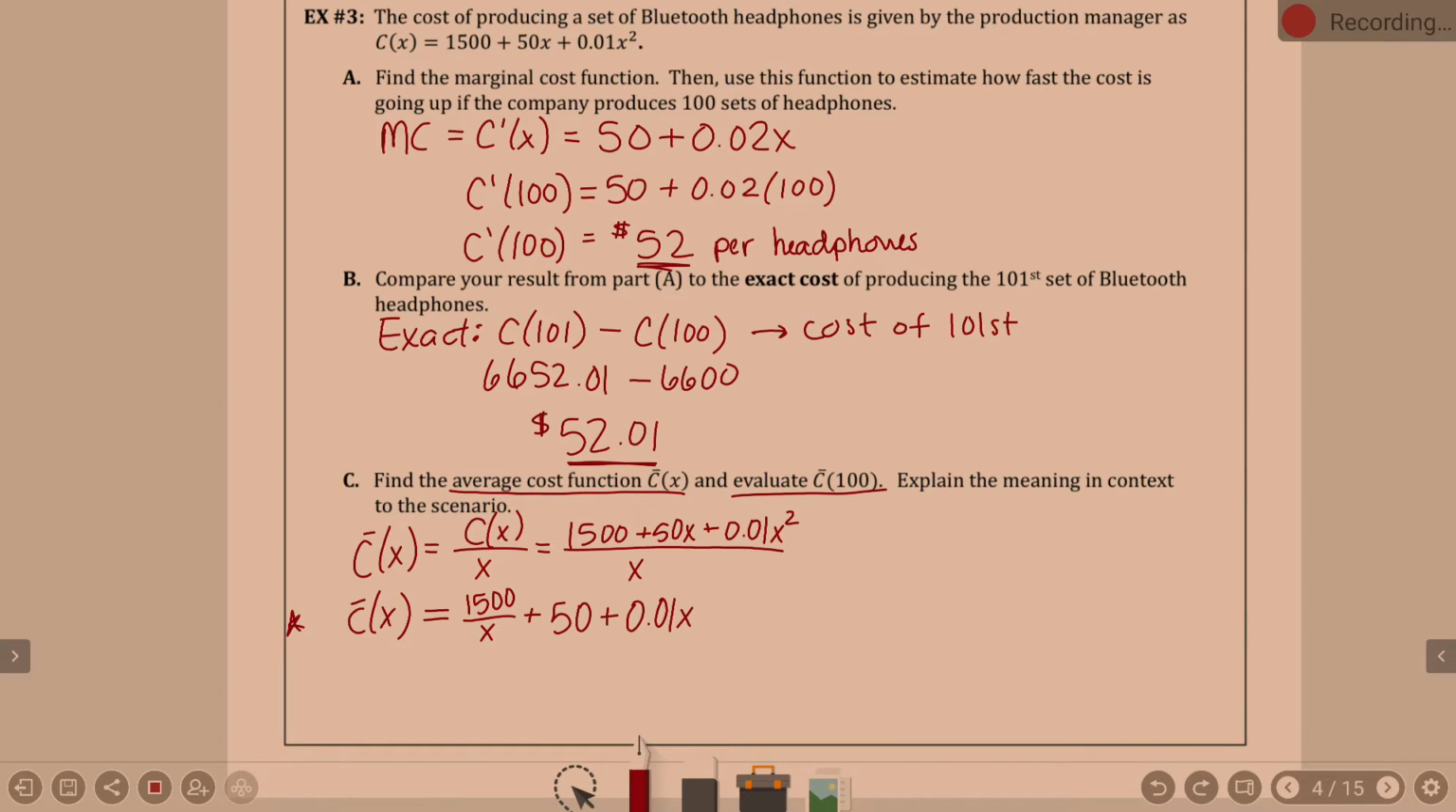Now, evaluating at 100, yeah, plug in 100. So 1500 divided by 100 plus 50 plus 100th times 100. Challenge yourself. This is doable without a calculator. And I know you guys all hate me for saying that, but when I divide 1500 by 100, I cancel zeros. So 15 plus 50.